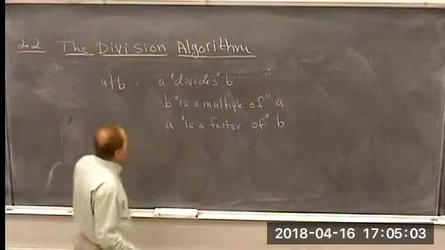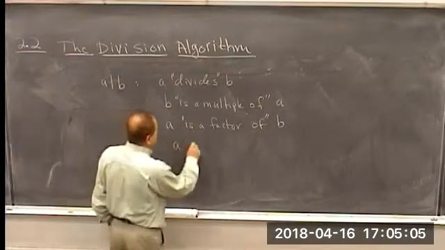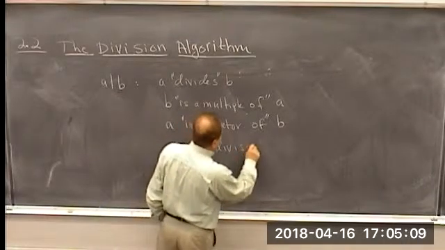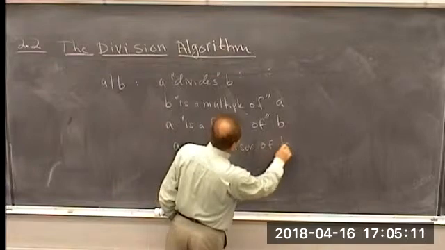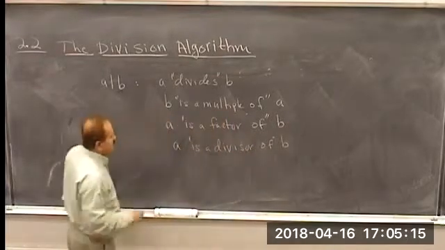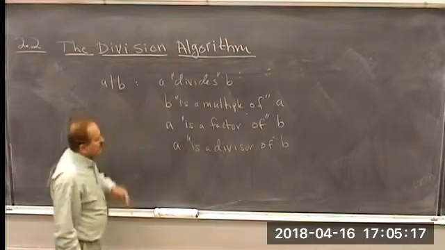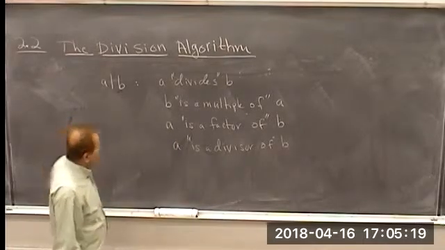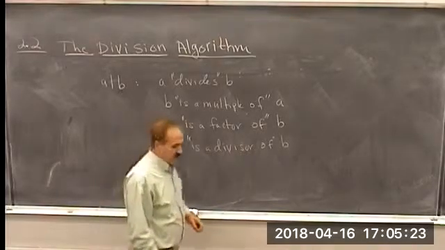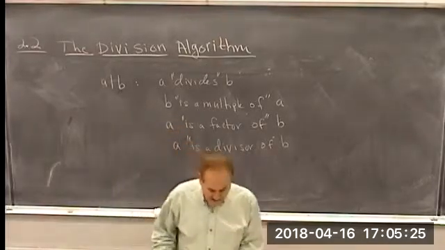A is a divisor of B. The word divisor means it divides, okay? Or it's a divisor. B, when you divide it by A, you come up with an integer value.